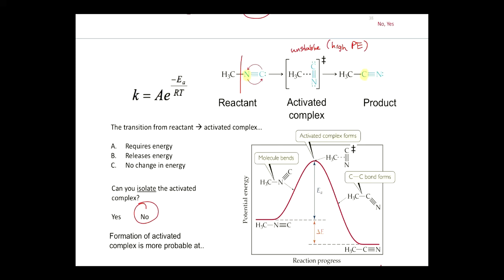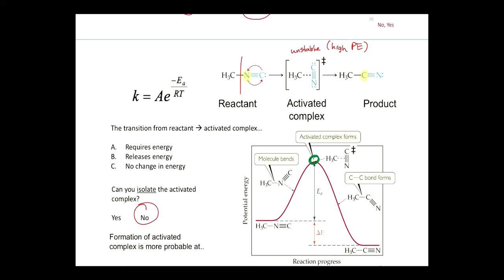I like to think of this reaction coordinate diagram like a ball. If you put a ball at the very top of the hill, that ball is not stable there. It's going to roll to either side, so that ball's not going to stay there. It's very unstable. You can't actually isolate that activated complex. It's going to tend to go either to the reactant side or the product side. It's not going to stay up there.